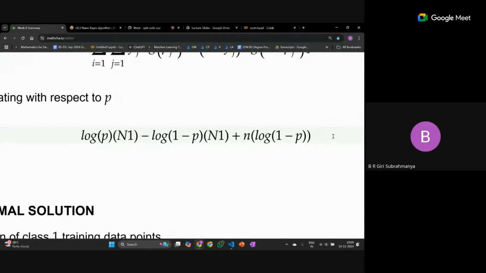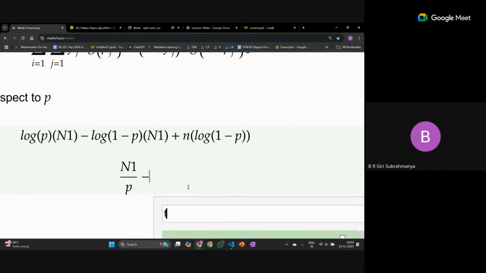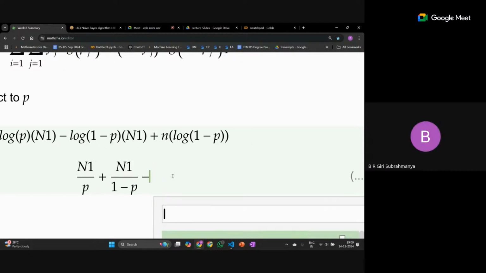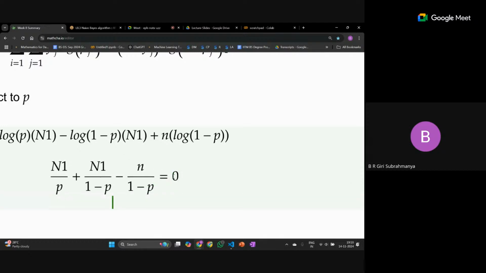Now this is easy, right? So now you differentiate with respect to P. You will get N1 by P minus N1 by 1 minus P. Now you have to differentiate 1 minus P also, so that will make this plus, and so this will become minus. So this is total number of data points by 1 minus P. Clear? Now you equate this to 0.